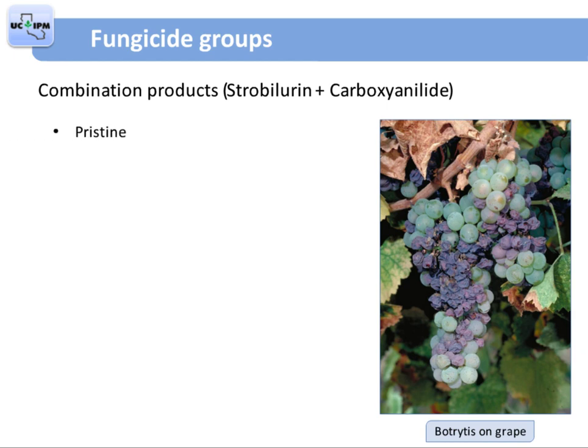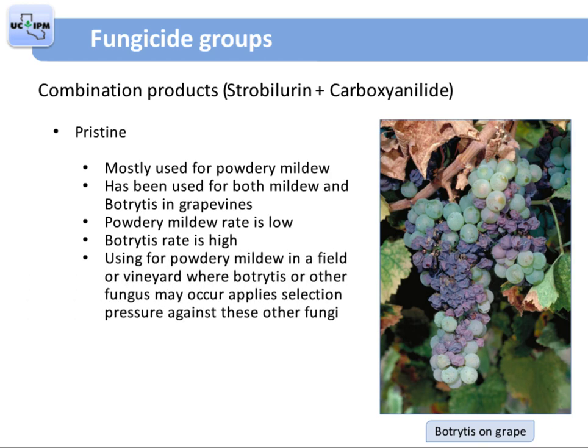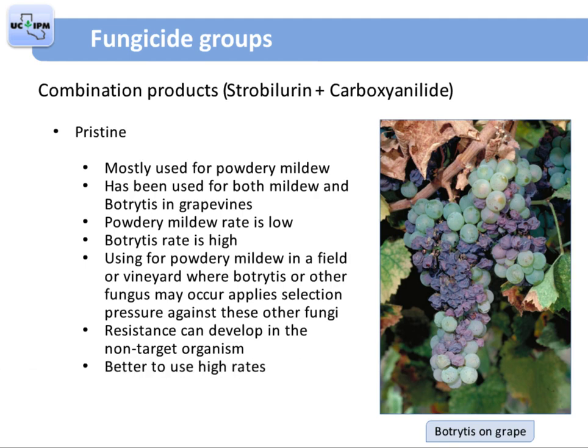Pristine is mostly used against powdery mildew, but it has been used in grapevines for both mildew and botrytis due to its combination. The powdery mildew rate is listed as a low rate, and the botrytis rate is listed as a high rate. We've now found 3 locations in California where botrytis populations are highly resistant to boscalid. If you use this product over and over and over again in a vineyard or strawberry field for powdery mildew control in the presence of botrytis, you're applying selection pressure against botrytis by using the low mildew rate. Over time, resistance develops in the non-target organism, botrytis. You can still use boscalid if you use it at the high rate for botrytis.